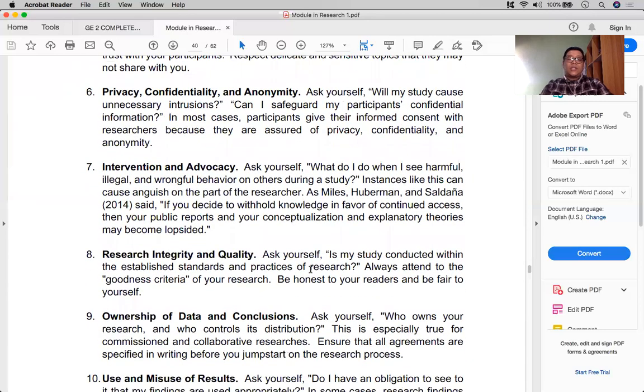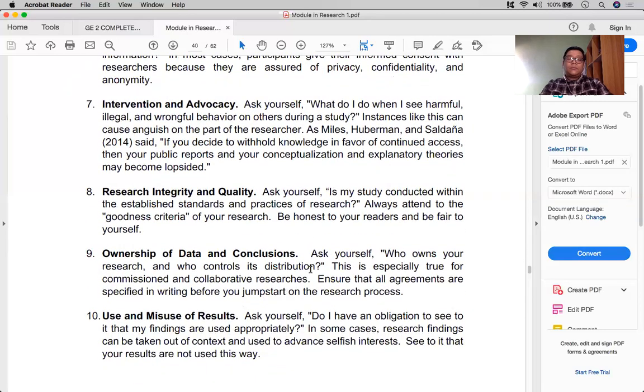You need to also have research integrity and quality. Ask yourself, is my study conducted in the established standards and practices of research? And when we talk about integrity, you should observe full honesty. Avoid manipulating your data. Do not alter or modify contents of your data.